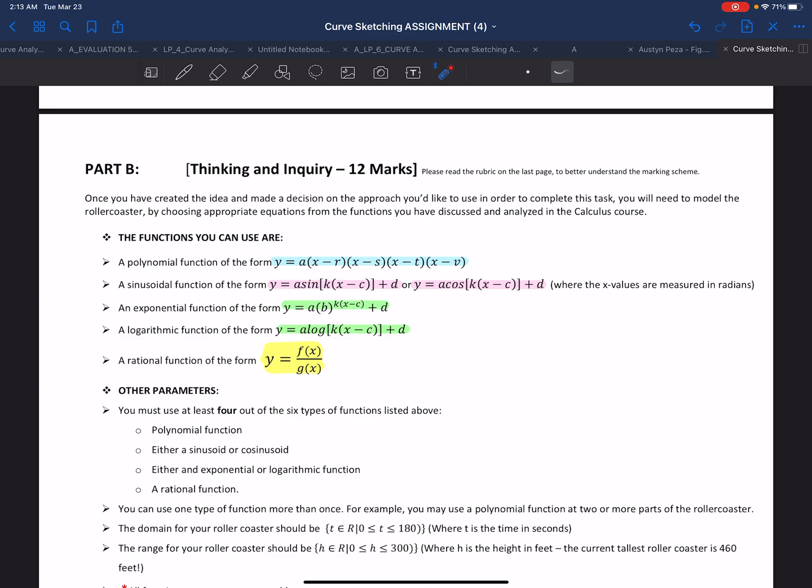Now, another important thing that we must mention here, you can use a type of function more than once. For example, if this is your roller coaster and you feel that you want to use a quadratic here, which is a polynomial of second degree, and a cubic in here, which is a polynomial of third degree, you can do so. But it is important that all these 4 types of functions are incorporated in designing your roller coaster.